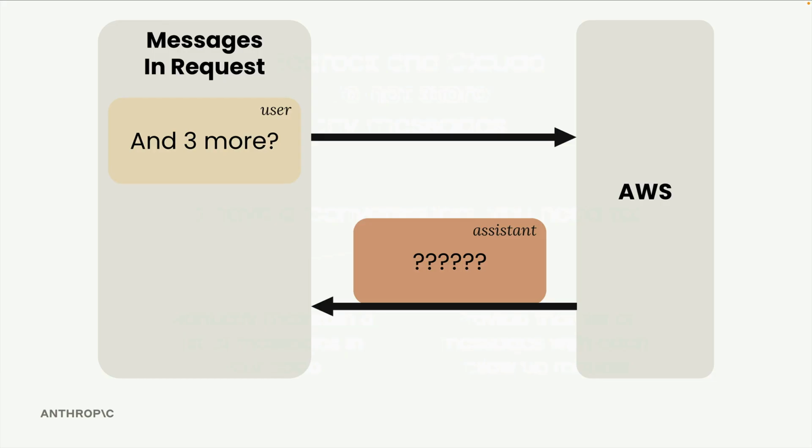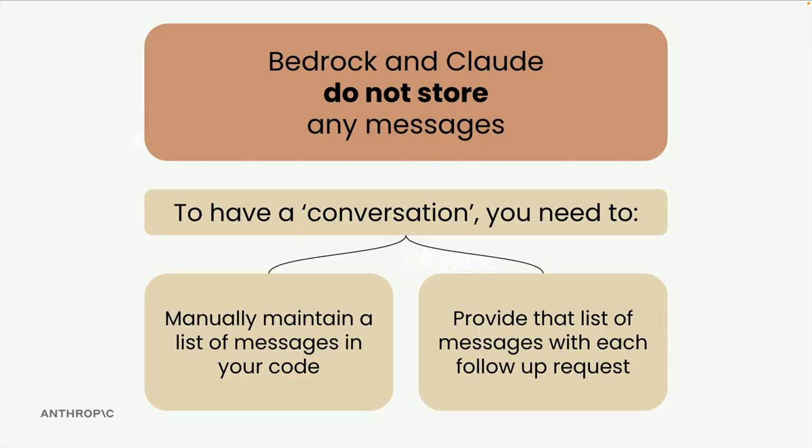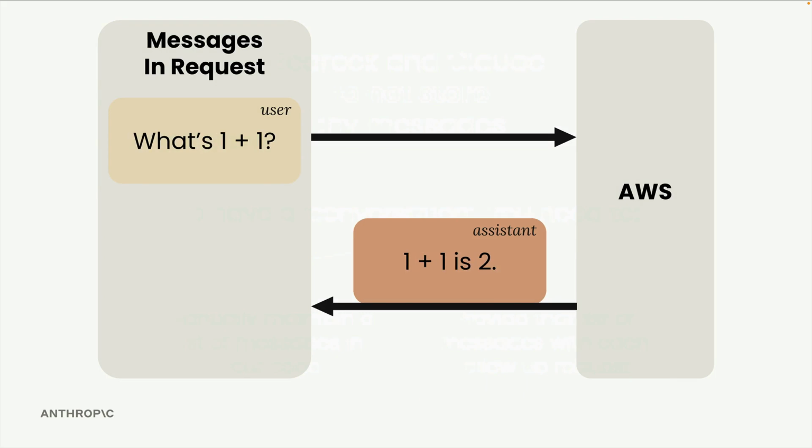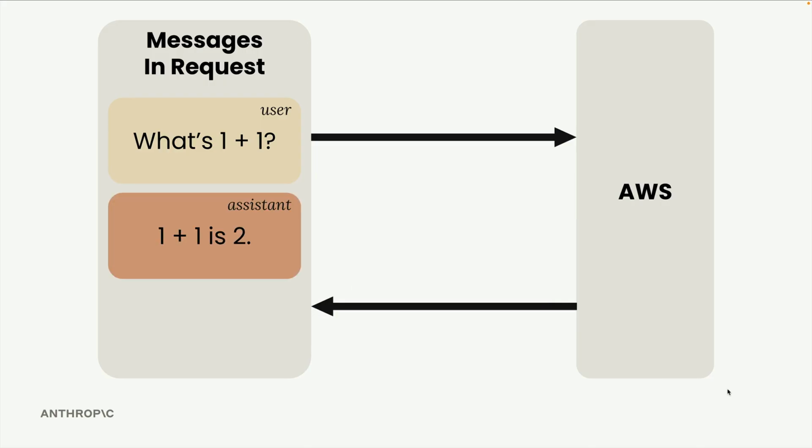So to solve this problem, here's what we're going to do. As I mentioned just a moment ago, we're going to manually maintain a list of these messages and make sure we provide that list with every single follow-up request. So as a demonstration, whenever we want to have a multi-turn conversation, we're still going to send in this original user message. We're going to get back the assistant response, and then we're going to include that assistant message in our list of messages. So we're going to move it on over to the left-hand side.